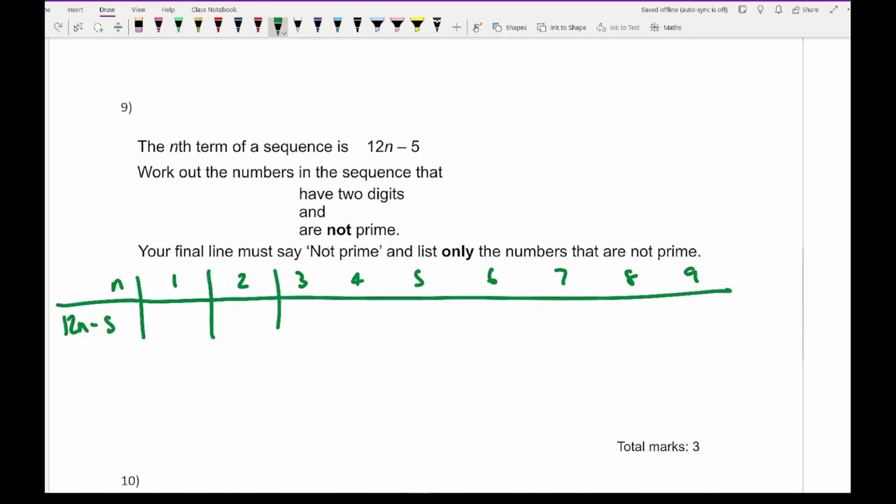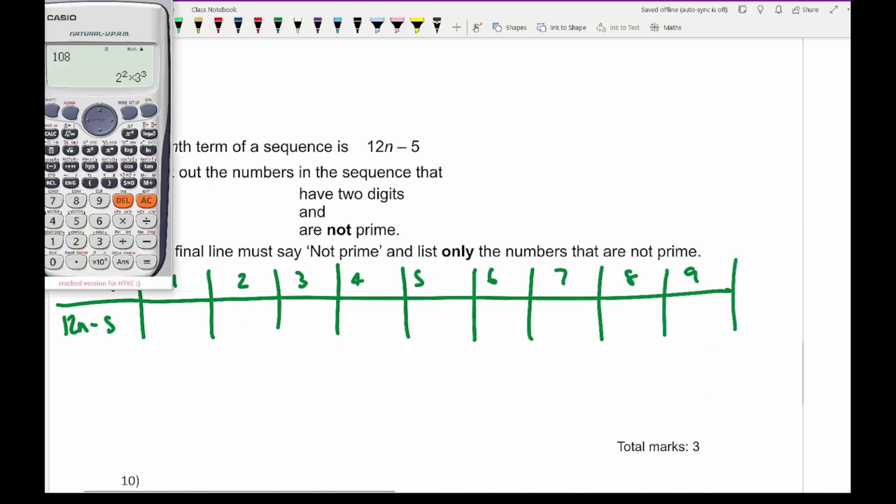And what I'm going to do is I'm going to substitute those n values into each of these. Now, one thing I could do is I could use the calculator to do this for me. So again, all I need to do is use the table function. So it's table, enter the formula 12 alpha x minus 5. I'm going from numbers from 1 to 9.